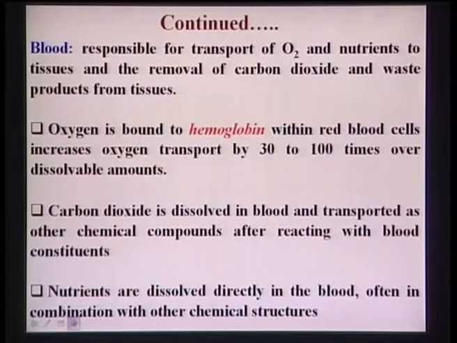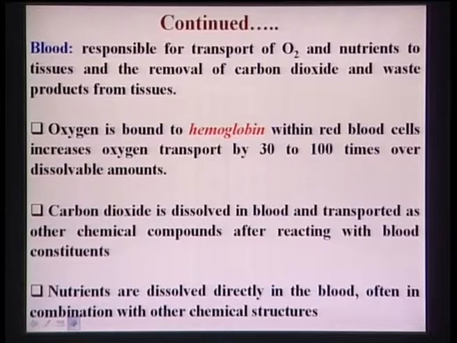Okay. Now, blood, as I said earlier, is responsible for transport of oxygen and nutrients to tissues and the removal of carbon dioxide and waste products from tissues. This cycle is dynamic in nature. This cycle, meaning the transport of oxygen through the blood and removal of carbon dioxide through the blood, should be continuously operating for a normal healthy human being.